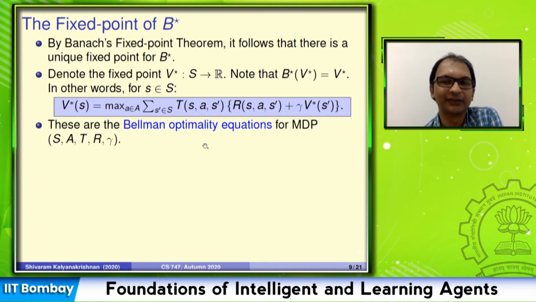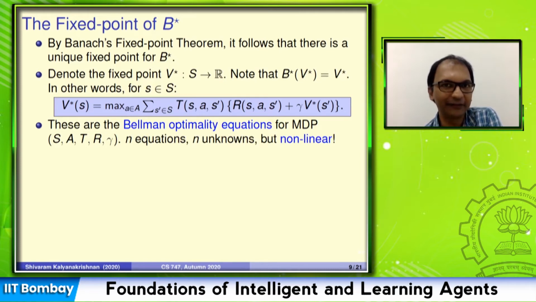So, for a given MDP, there is a set of equations like this that are called Bellman optimality equations. What is the main difference between this and Bellman equations? There was a set of Bellman equations for each fixed policy, and because it was for each policy, we were able to get n linear equations in n unknowns. By contrast, Bellman optimality equations are one set of n equations in n unknowns for the entire MDP.